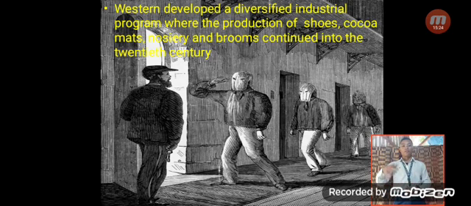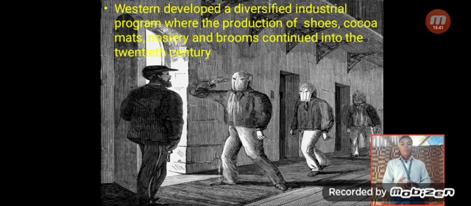During this time, the Western Penitentiary developed a diversified industrial program, where the production of shoes, coconut mats, nursery goods, and brooms continued into the 20th century.